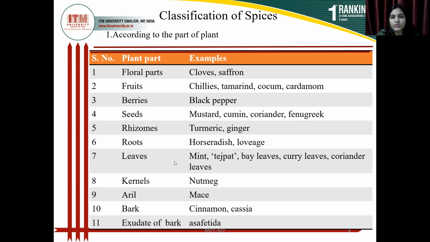Leaves like mint, tejpata, bay leaves, curry leaves, and coriander leaves are the leaf part of the plant. The kernel part of the plant is nutmeg. The aerial part of the plant is mace, and bark, that is cinnamon and cassia, is produced from the bark part of the plant. An exudate of bark is asafoetida. Asafoetida is an exudate of bark.